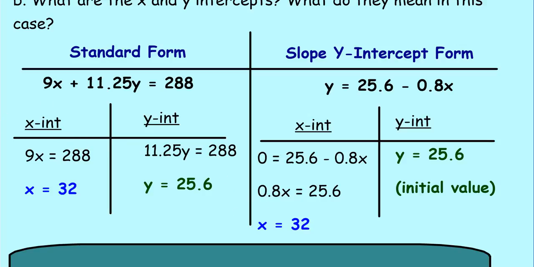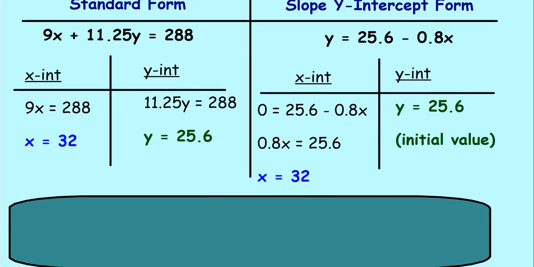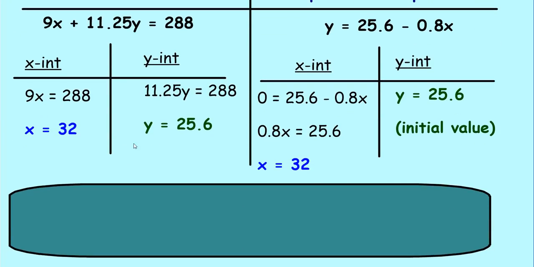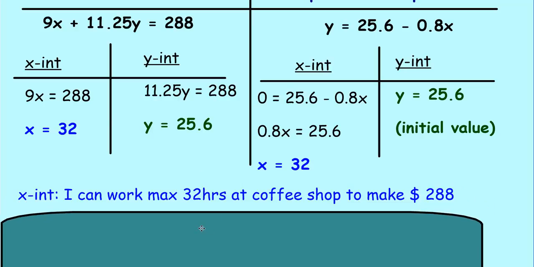So the next part of it was, what does the y and x intercept mean? So if y is 0, that means that I did not work at the grocery store. I've only worked at the coffee shop. So it means that if I worked only at the coffee shop and I made $288 by the end of the week, I can only work a maximum of 32 hours at the coffee shop to make $288.